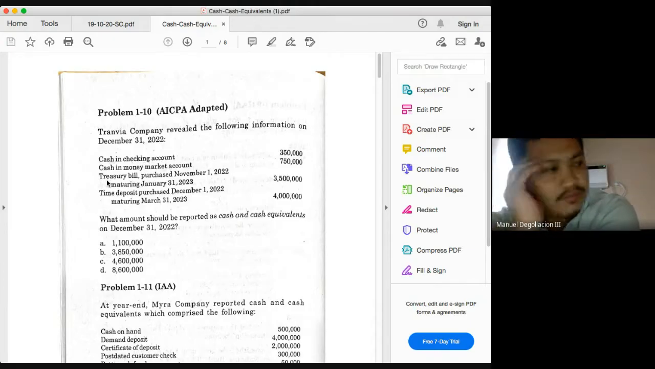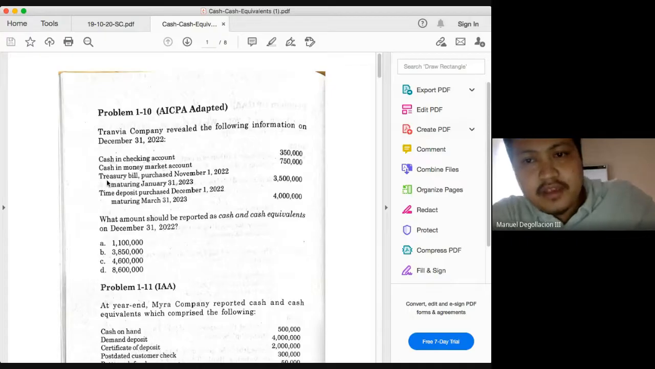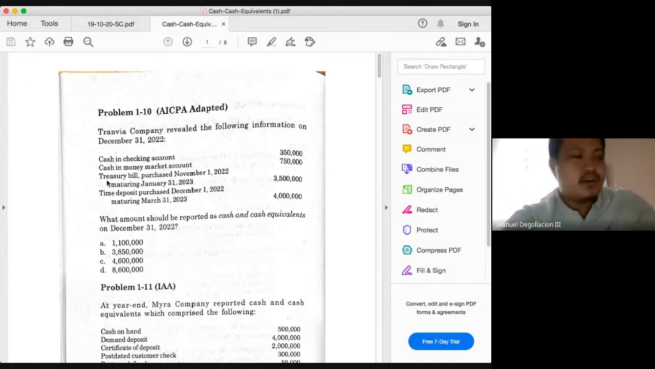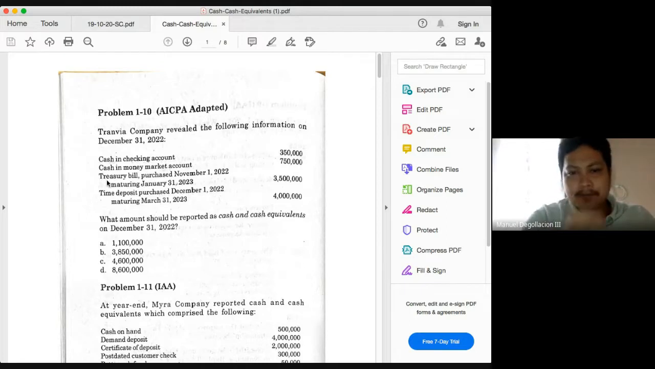So I think we have just 3 items here, the 350, the 750, and the 3,500,000. We will have 4,600,000. Okay.